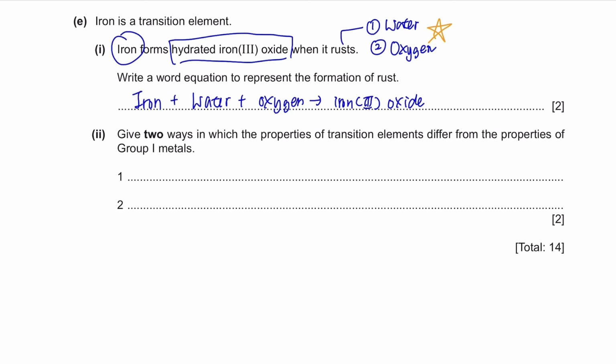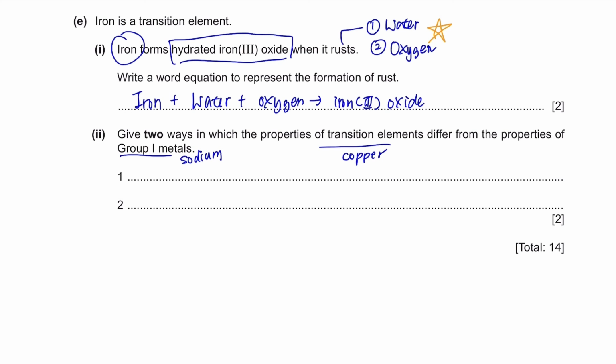Give the ways in which the properties of transition elements differ from the properties of group 1 metals. It's good to think of an example. So for transition elements, let's think about copper. And for a group 1 metal, we can think of sodium. Now the first distinct difference is that copper has a higher density than sodium. So copper is much heavier than sodium, and it's harder and more resistant to force.